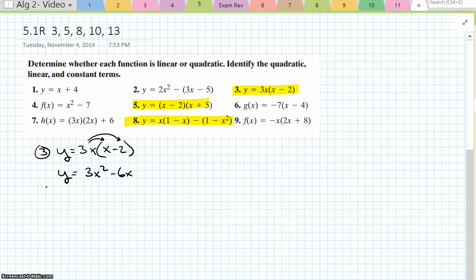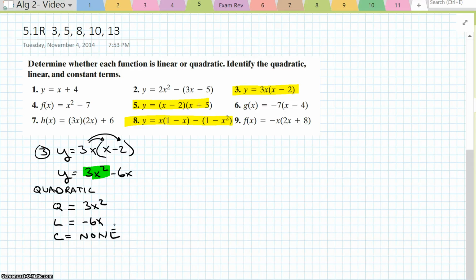It is a quadratic because it has an x squared term. Okay, so it is a quadratic. The quadratic term is 3x squared. The linear term is anything that has an x in it, so negative 6x, and the constant is none. So those are your answers.